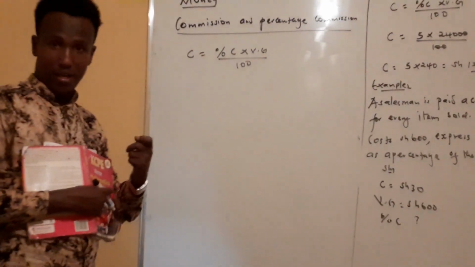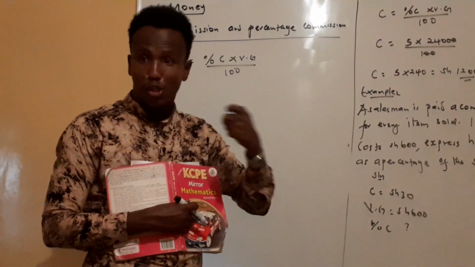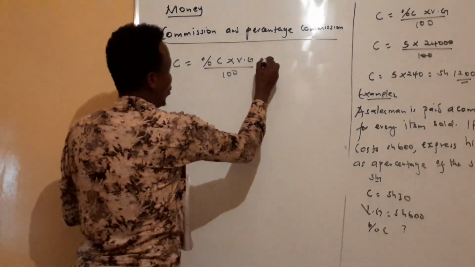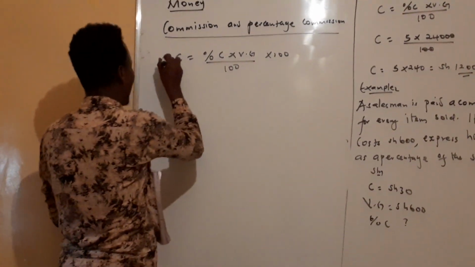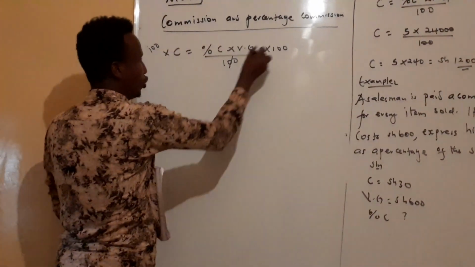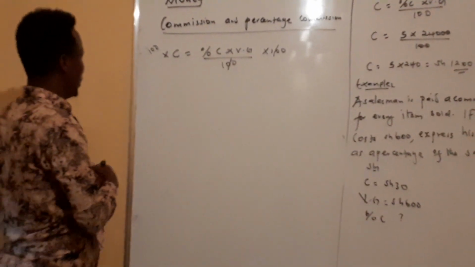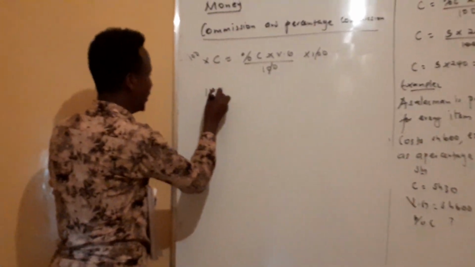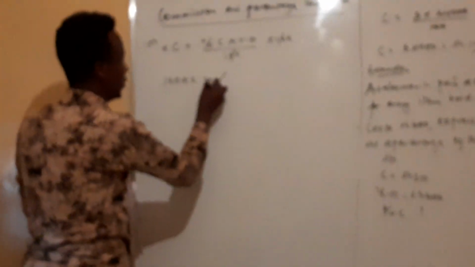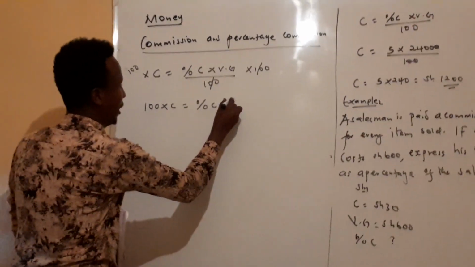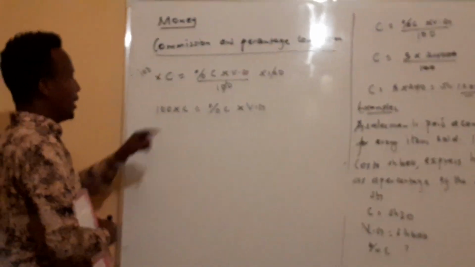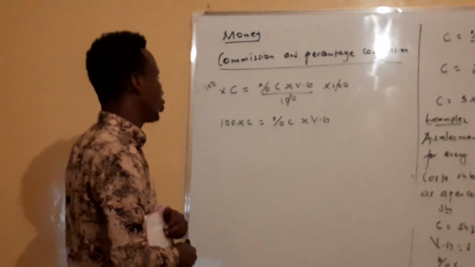I want to show the way you're going to get your percentage commission in the examination room. We will multiply both sides by the denominator, which is 100 in this case. Cancel these two. Be very keen here. We have a linear equation: 100 times C is equal to percentage commission times value of goods. Remember, we are looking for percentage commission.